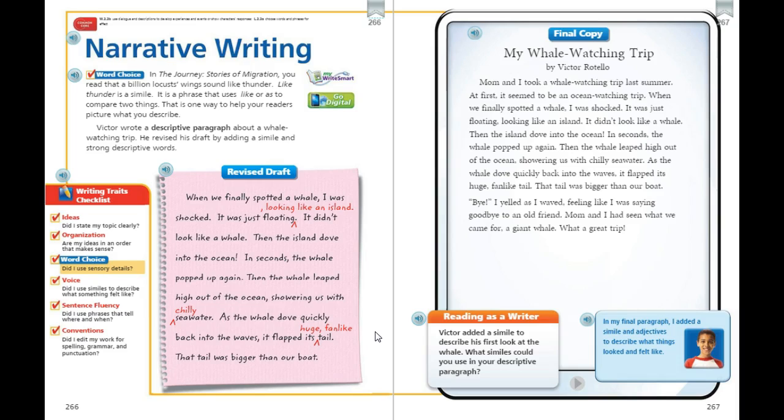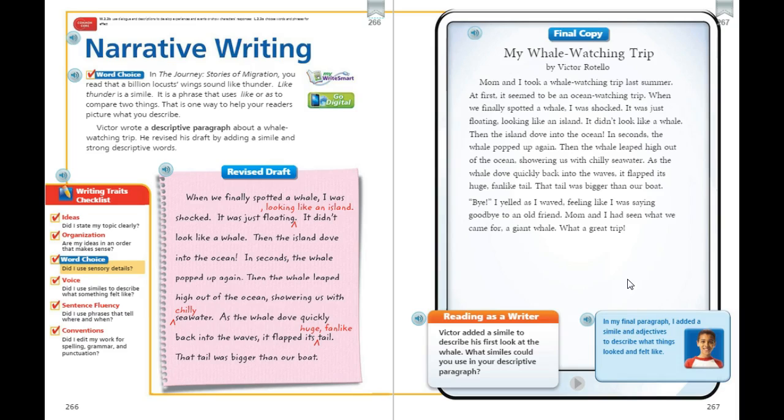Let's read Victor's final copy of My Whale Watching Trip. Mom and I took a whale watching trip last summer. At first it seemed to be an ocean watching trip. When we finally spotted a whale, I was shocked. It was just floating, like an island. It didn't look like a whale. But then the island dove into the ocean.